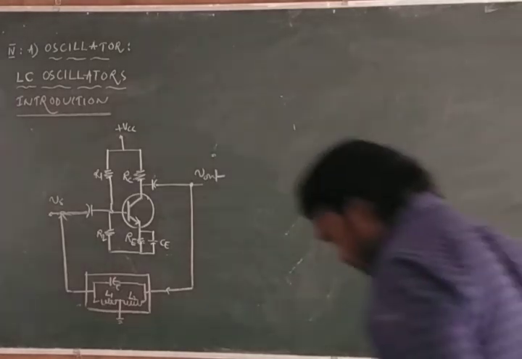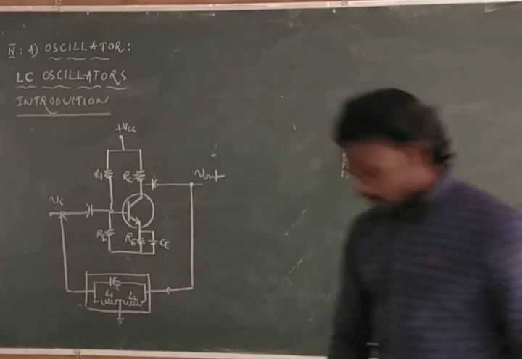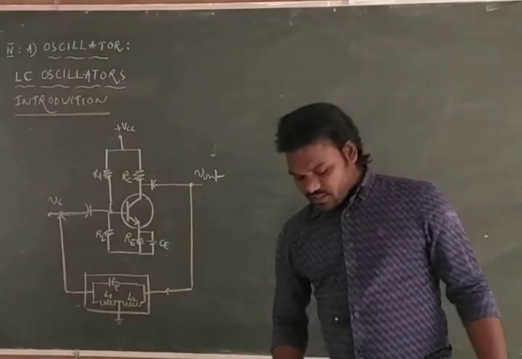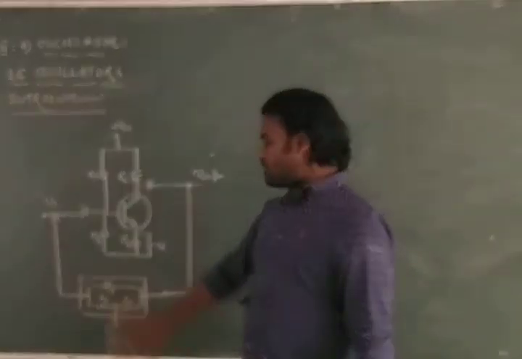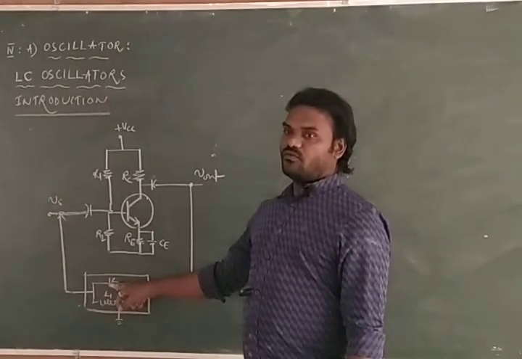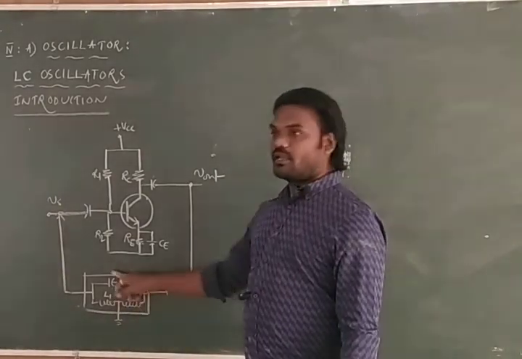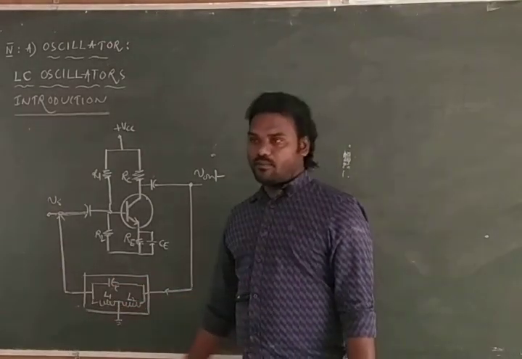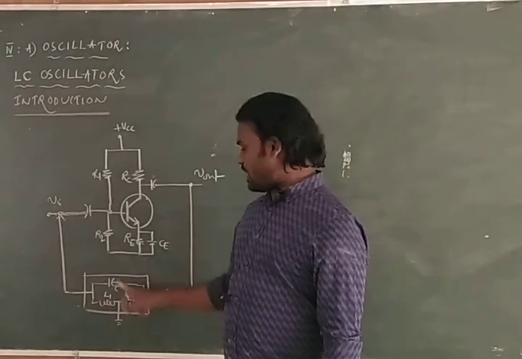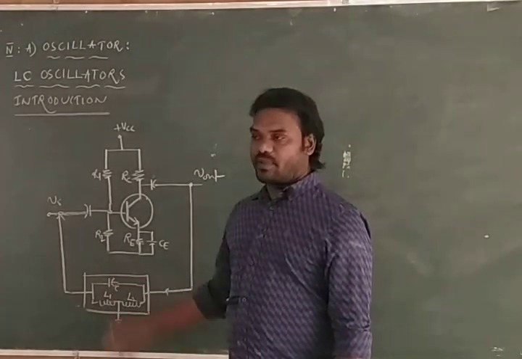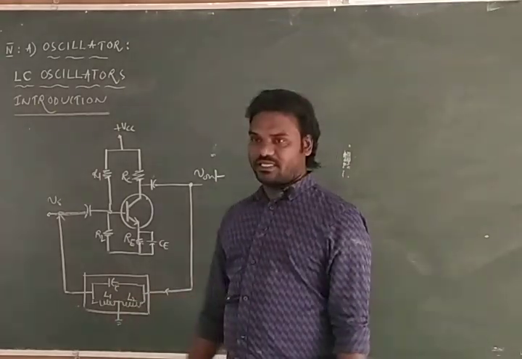Yeah, this is the circuit diagram for the Hartley oscillator. We know that the LC oscillator is employed with positive feedback, and the positive feedback is designed with two inductors and one capacitor. These two inductors are connected in series, so we can call them L1 and L2, and there is a capacitor.